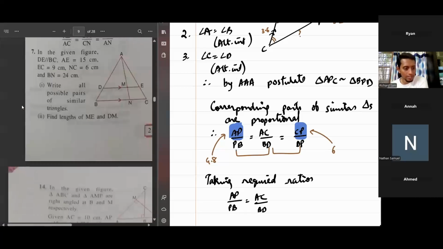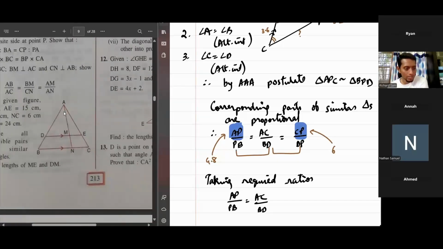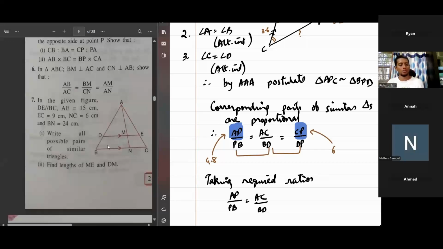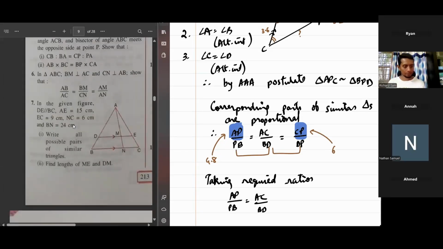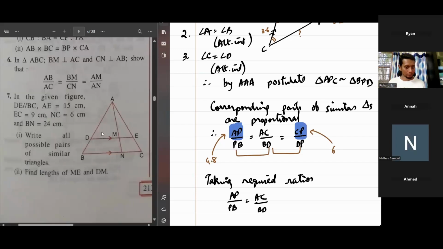Okay, let's go to the next question. See question number 7. In the given figure, DE is parallel to BC. AE is given, EC is given, NC is given, BN is given. Write all possible pairs of similar triangles.